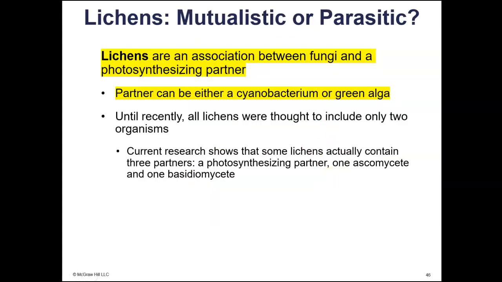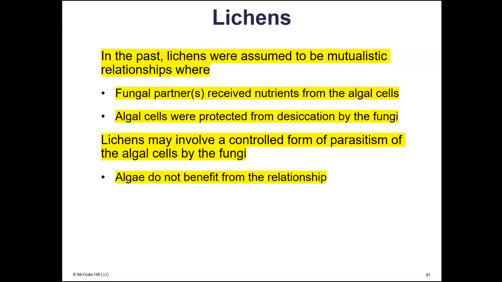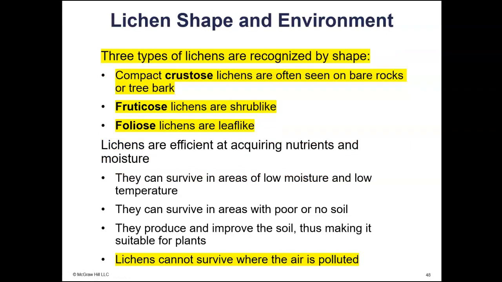Lichens are a symbiotic relationship between a fungus and an alga or a cyanobacterium. We're not sure if it's a mutualistic relationship or parasitic relationship, but you just need to know who the partners are. There's a fungal partner, and then there's an algal partner that carries out photosynthesis, either algae or cyanobacteria. So these are called lichens, and a lot of times they grow on rocks and tree bark.